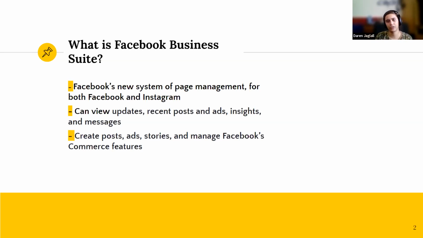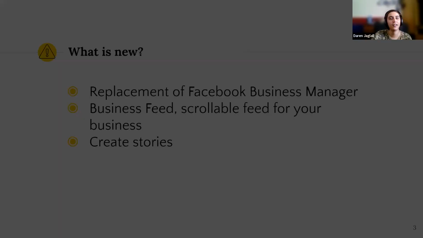Now, aside from actually supervising your Facebook page and Instagram page and seeing the stuff that you've put out, you can also create new posts. You can create ads as well, stories, and add in some commerce features from Facebook, whether that is products or services. You can create all of those from the actual hub itself rather than having to go to the page and finding all of those different aspects. You can just go to the centralized hub and do it all from one spot.